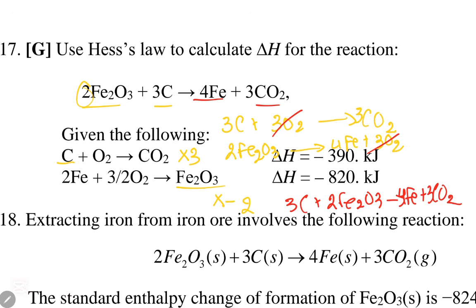So now look what I'm going to do. I'm going to multiply 3 by what? I'm going to multiply 3 by this. So it's going to be 3 times minus 390. In addition to, I'm going to multiply minus 2 by this. In addition to minus 2 multiplied by minus 820. You put it on the calculator and you should get an answer to the correct number of significant figures. As you can see, 470, or you could write it as 467 kilojoules. We'll move on to question number 18.